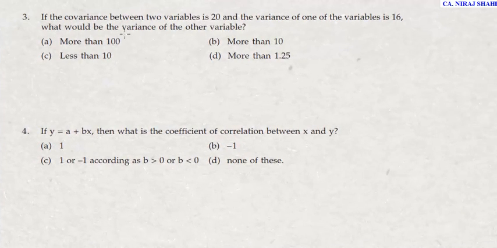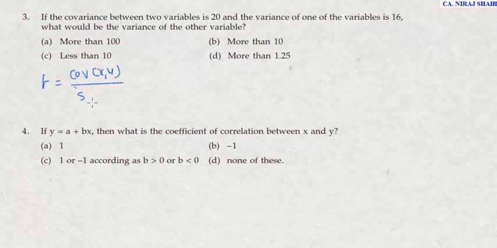If the covariance between two variables is 20 and the variance of one of the variables is 16, what would be the variance of the other variable? R is equal to covariance of xy divided by sx into sy. Now suppose covariance is already given to us, 20, and suppose the variance of one variable, and that variable is nothing but x, is 16, then the standard deviation must be 4. We have to think about the restriction which we can put on the standard deviation of y. So can you just find it out?